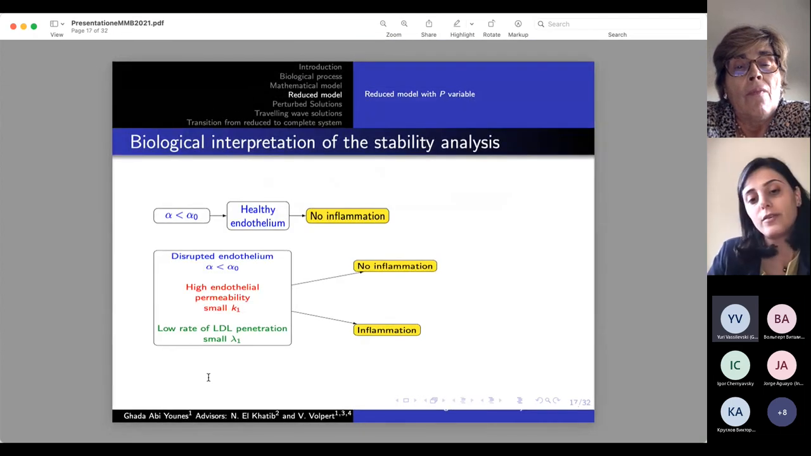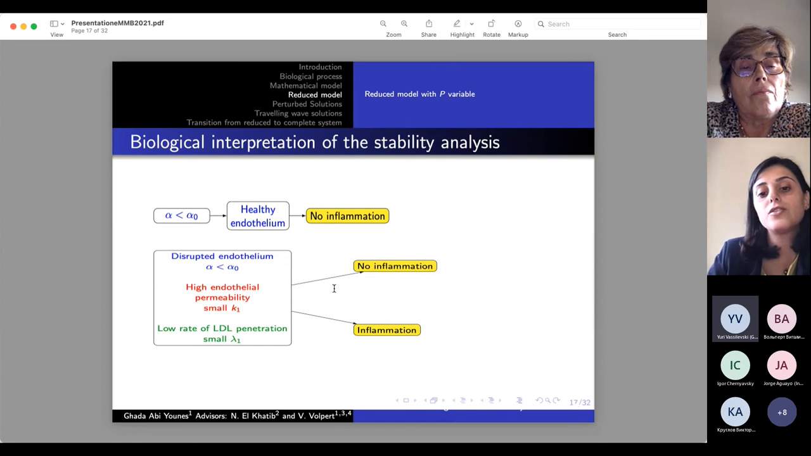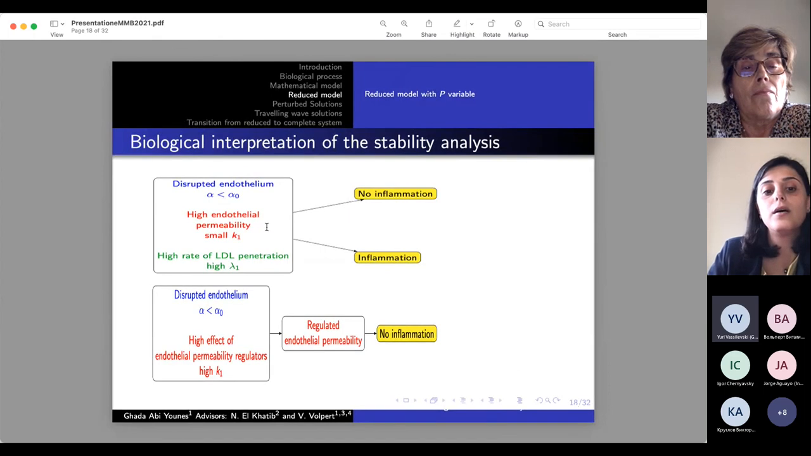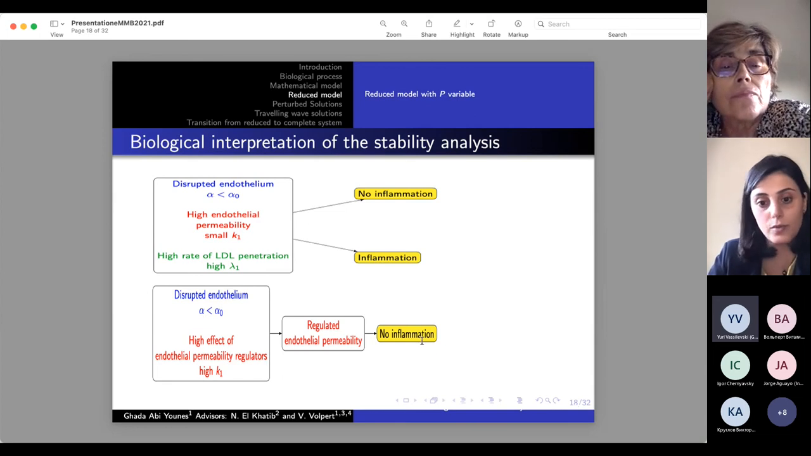Now, let me give you some brief conclusions from this study. If we have a healthy endothelium, there is no inflammation because only E1 is stable. Otherwise, if we have a disrupted endothelium, we may reach either the inflammatory state or the disease-free state according to two different factors. The first one is the rate of LDL penetration, and the second one is the endothelial permeability. Even if we have a disrupted endothelium, but we have a high effect of endothelial permeability regulators, then the inflammation will not set up.